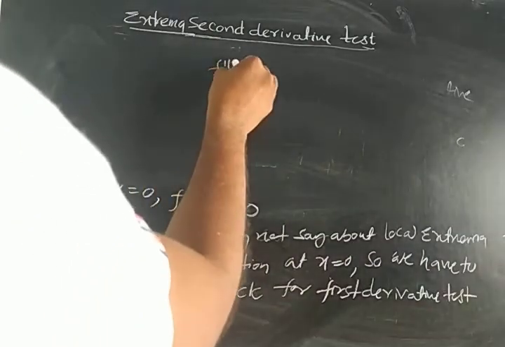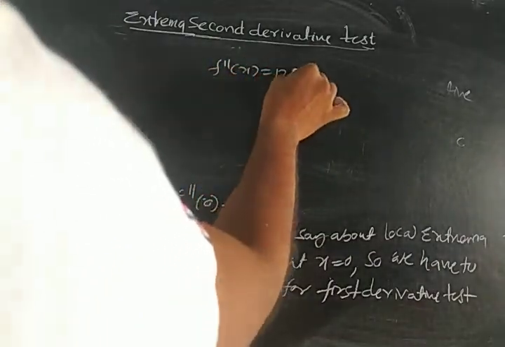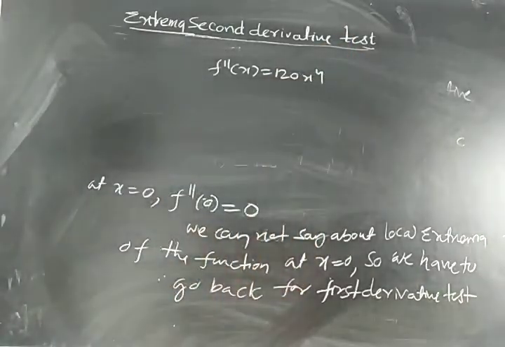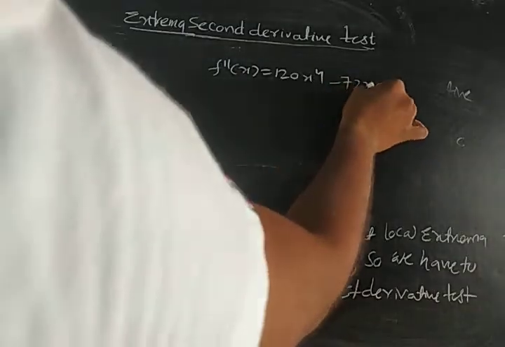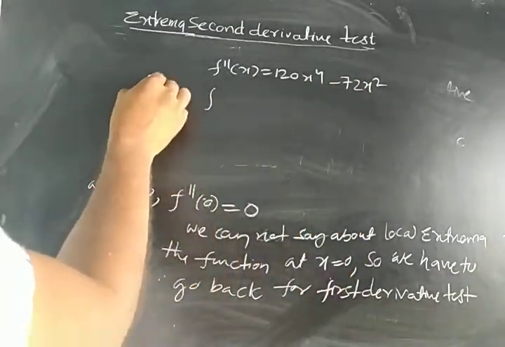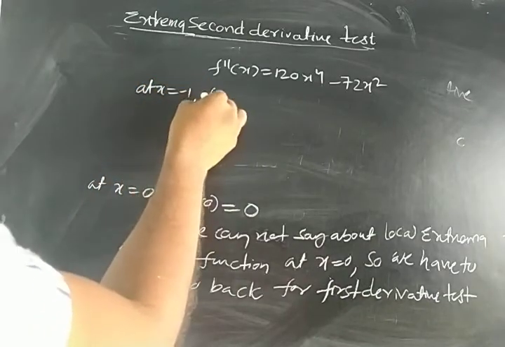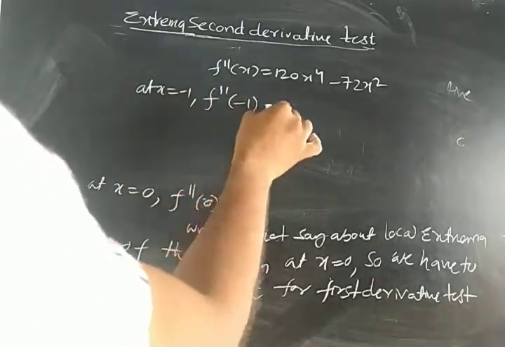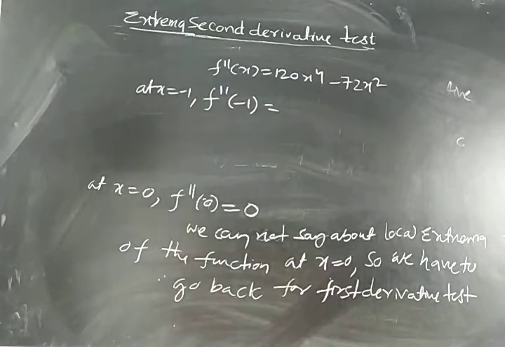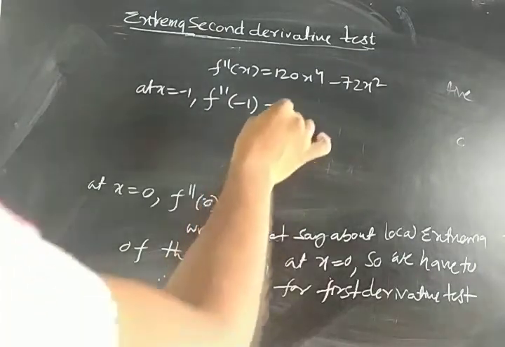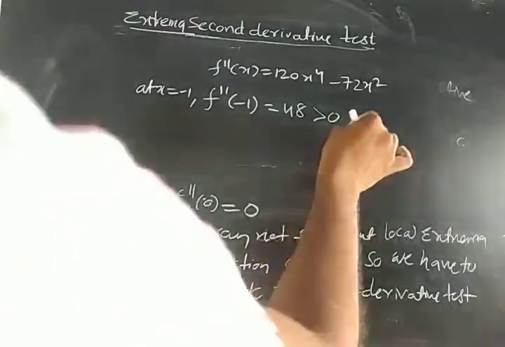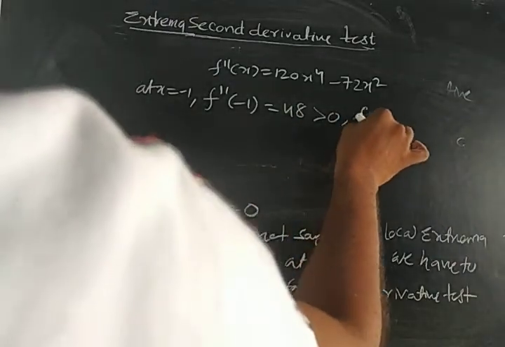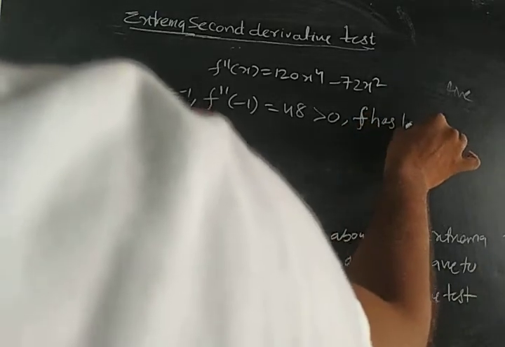What we have: f double dash of x is 120 x power 4 minus 72 x square. Suppose I am checking at x equal to minus 1. At x equal to minus 1, the f double dash of minus 1 value is 48, which is greater than 0. If it is greater than 0, by the second derivative test, f has a local minimum.